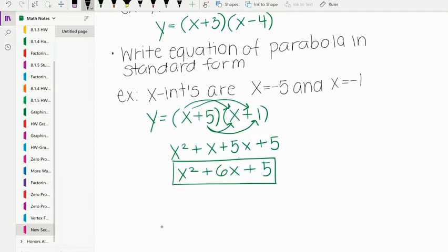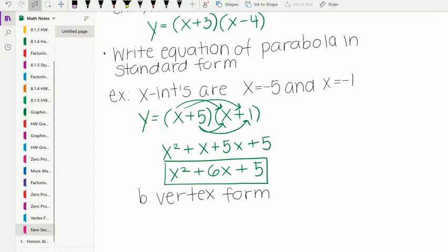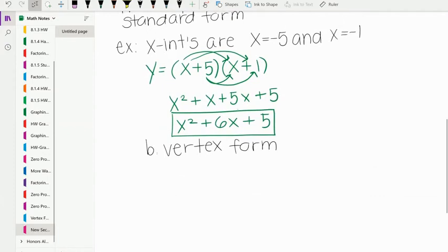I'm going to make this a little bit harder using that same problem. What if I want it to be in vertex form? So we have to think, okay, we have our two x-intercepts. What we've learned is that the vertex is halfway between the x-intercepts. So what we can do to put it in vertex form is find the vertex. To average the x-intercepts, you add them together and divide by 2. So we would get -6 divided by 2, which is -3.